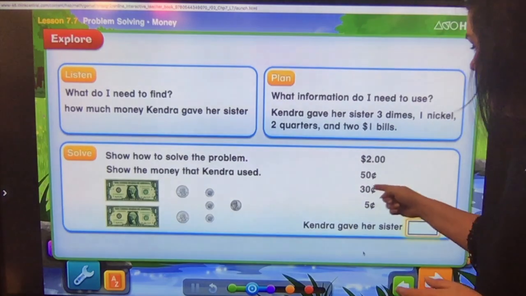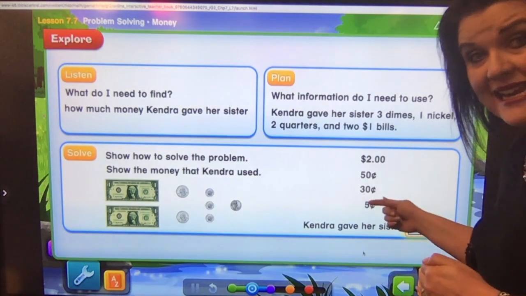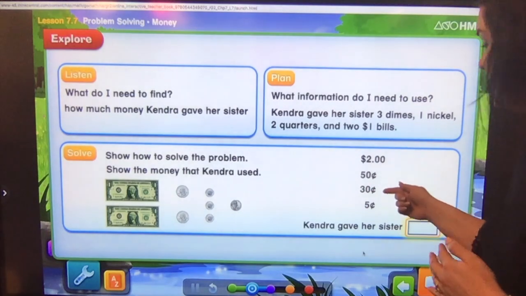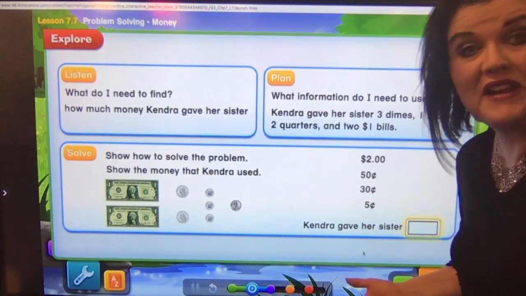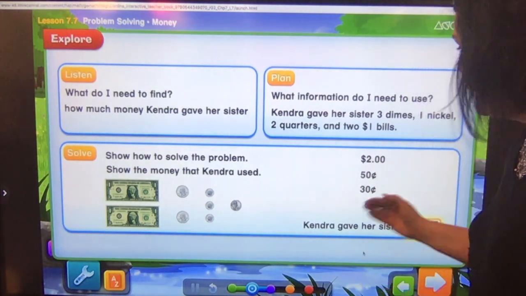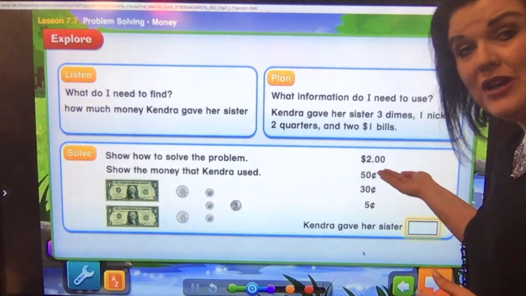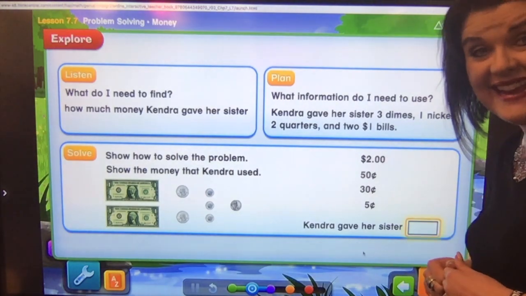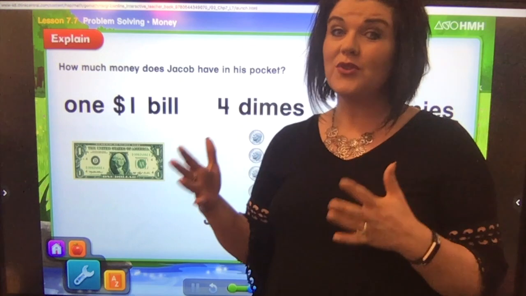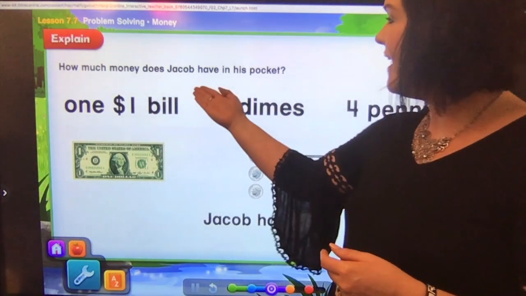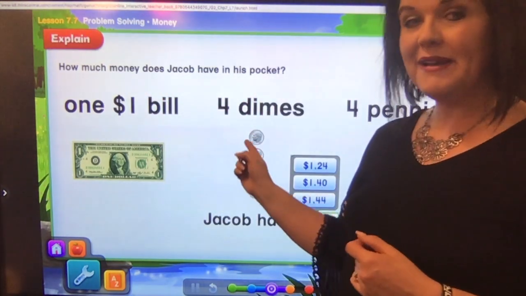8. And if we add that 0 on, it's 80, right? So 50 plus 30 is 80. Add 1 more nickel on, 85. Put that in with the $2. It's $2.85.